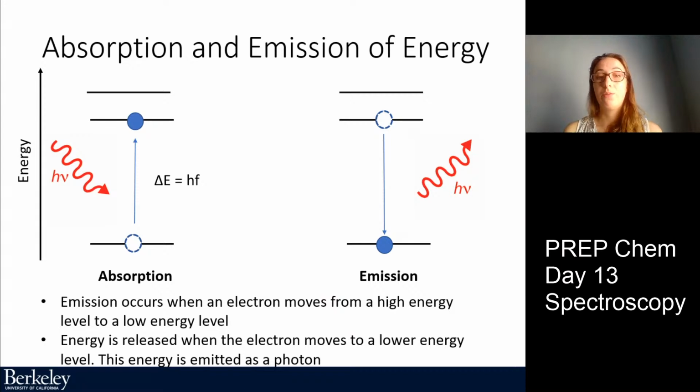So the emission will occur when an electron moves from a high energy level to a low energy level, and the energy is released when the electron moves from this higher energy level to a lower energy level. If that's confusing, again, just think about conservation of energy. All of this extra energy that was released because the electron moved from a higher energy level to a lower energy level is emitted as a photon. So hopefully this clarifies some of the differences and why we see light or don't see light in absorption versus emission spectra. But we'll continue to talk about these concepts throughout lecture today.